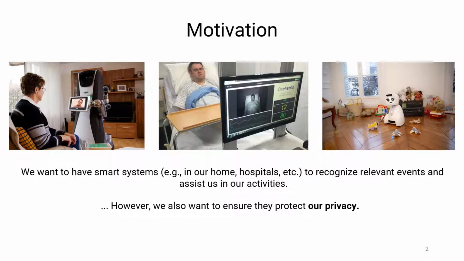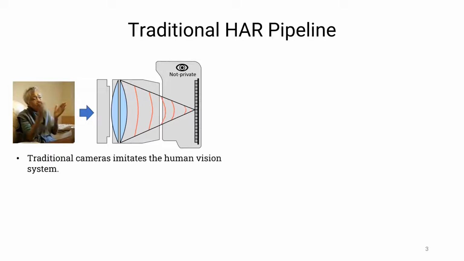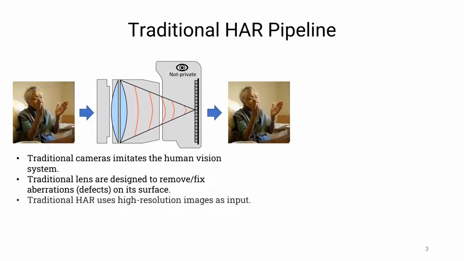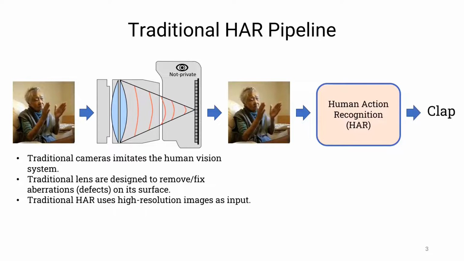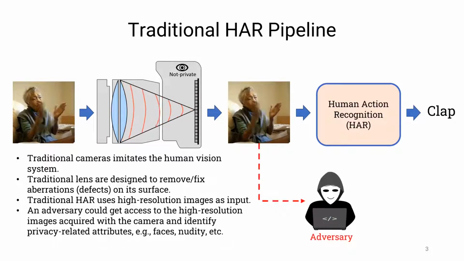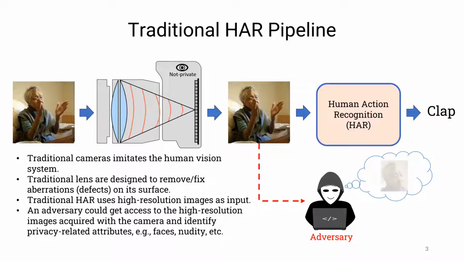our privacy. For decades, cameras have been engineered to imitate the human vision system, and the lenses are designed to remove aberration or defects on their surface so they can form a sharp image. Also, computer vision algorithms are always constrained to be optimized using high-quality images as input. Therefore, traditional computer vision systems could lead to privacy issues if an adversary could access the acquired videos.